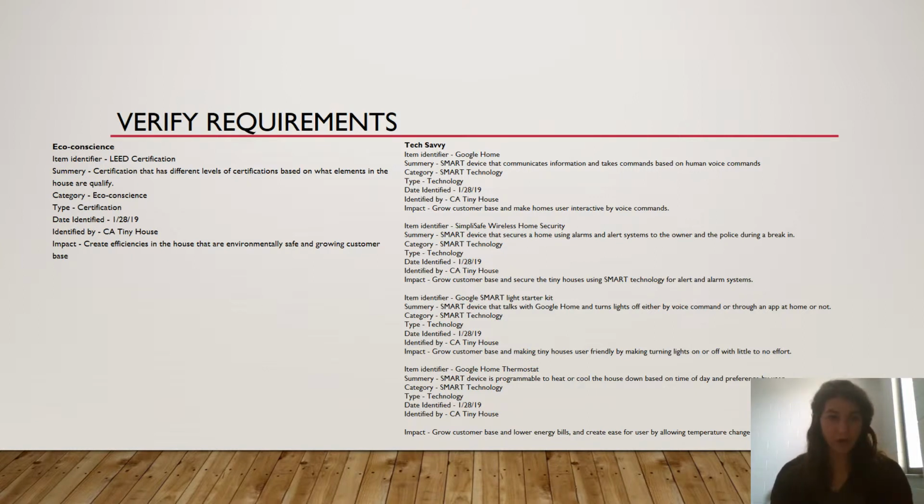Moving on to verify requirements, we used item tracking for this task. I have the eco-conscious on the left and the tech savvy on the right. And what this will do for verify requirements is lay out all of the requirements that we had previously agreed on, and that will help us identify different trends, prioritize them, and look at which ones are more of an opportunity as opposed to others, and that's what would really help with the item tracking.